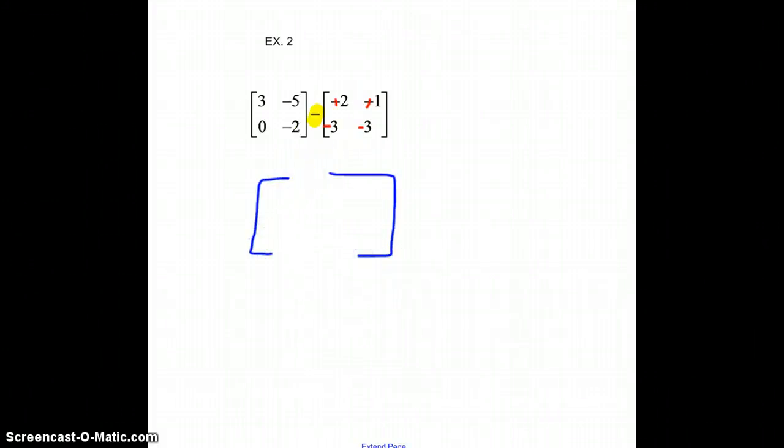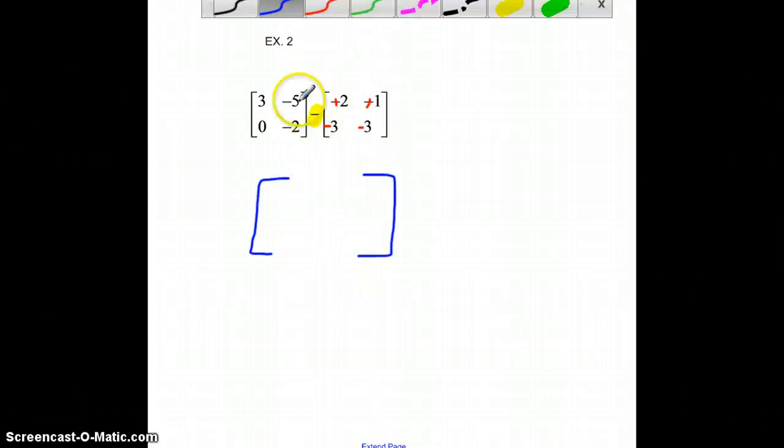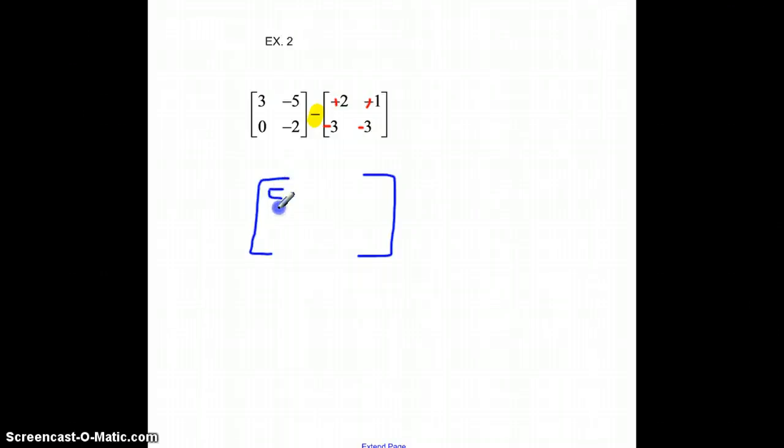Sorry for my brackets not being perfectly even there. Let's see if we can fix that up a little bit. Alright, so 3 and +2, well, that's going to be 5. -5 and a +1, well, that's going to be -4. 0 and -3, well, it's going to be -3. -2 and -3, well, that would be -5. And again, before I did my math there, I just took the negative and I just distributed it to each number, changing the sign of it. And then I just combined the numbers as I normally would.